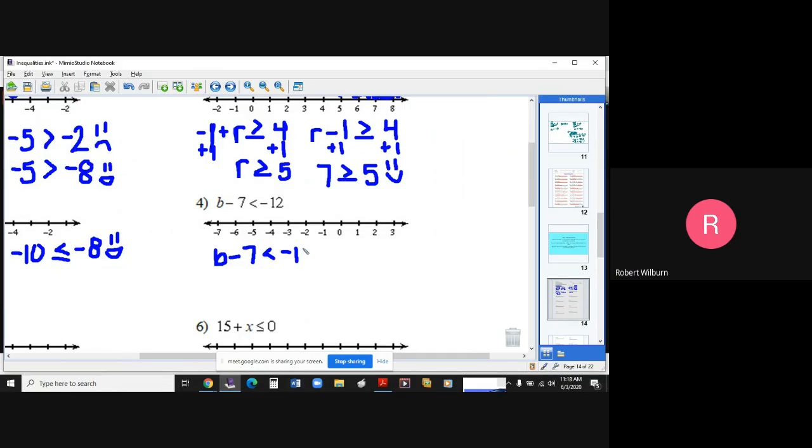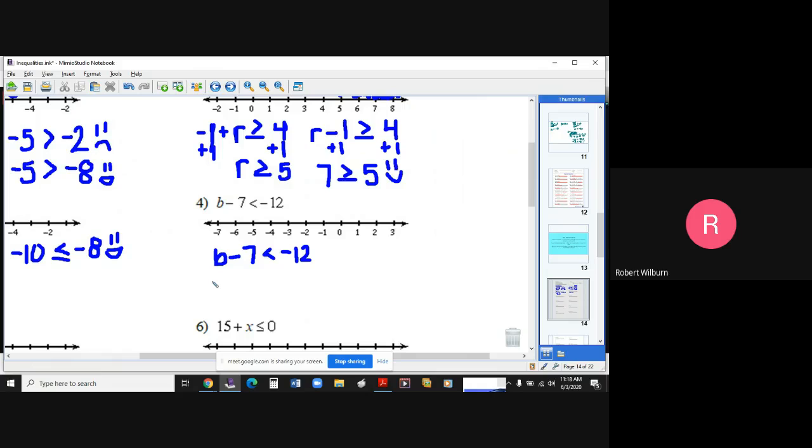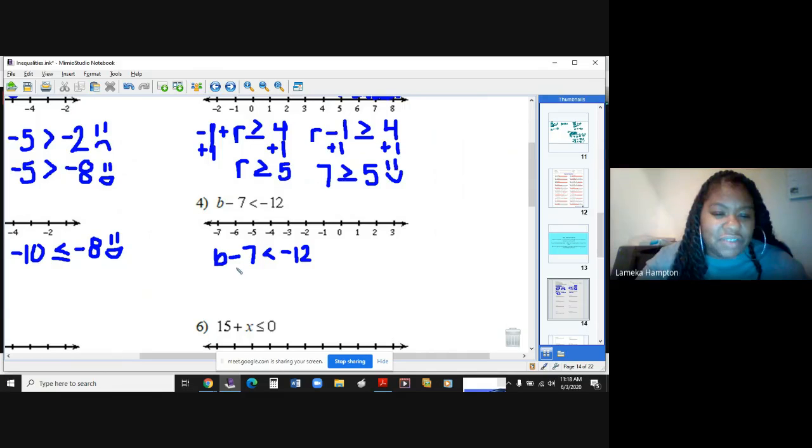Subtract. I need to subtract. Well, it is a subtraction problem. Need to add 7 on both sides. Yep, I need to add 7. So you were right, Robert. It is a subtraction problem. However, because it's a subtraction problem, we need to do the opposite, which is add 7. All right. So we're just going to scratch that guy out. And then our answer is going to be b is less than -5.